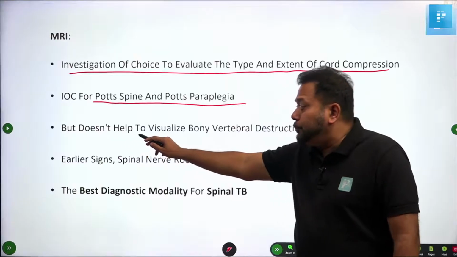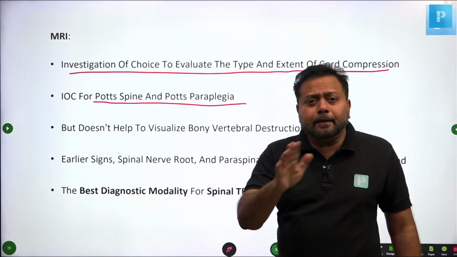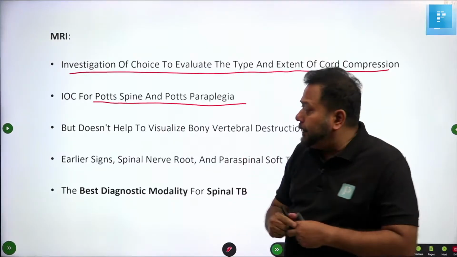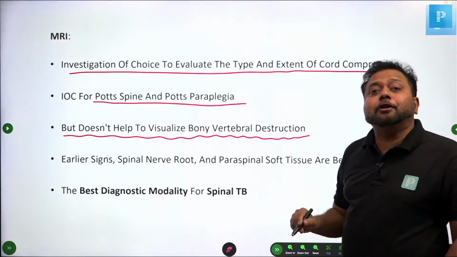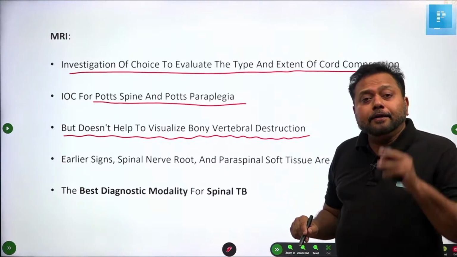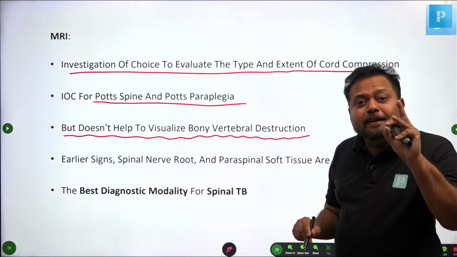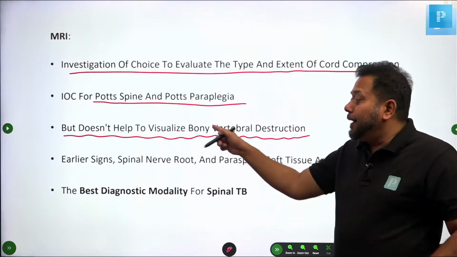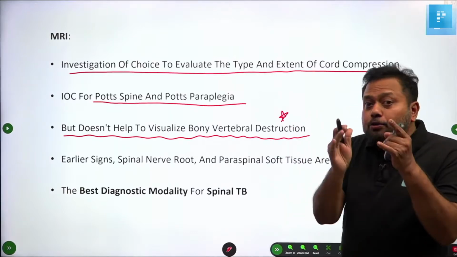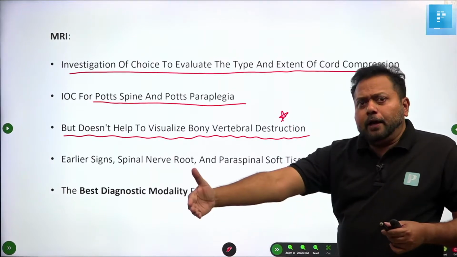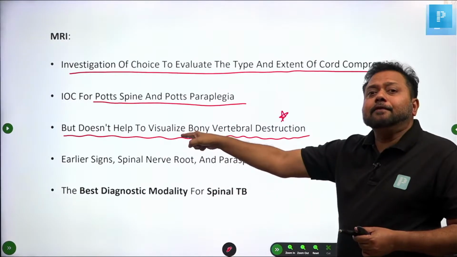If they use the word Pott's spine, Pott's paraplegia, yes, it is our MRI, but this is the limitation. See, MRI is an excellent investigation, there is no doubt. Look at one limitation, it doesn't help to visualize bony vertebral destruction. MRI is not suited if you want to assess the body of the spine, destruction of the body of the spine, then MRI is not a good investigation. So this is the limitation, this we should have in mind, because it's only a week more, last resort revision. So just have this in your mind.